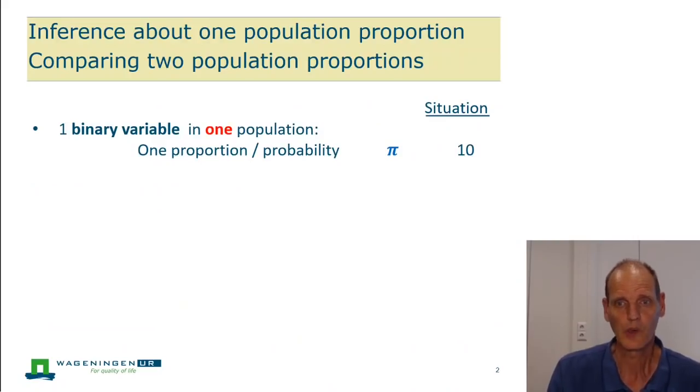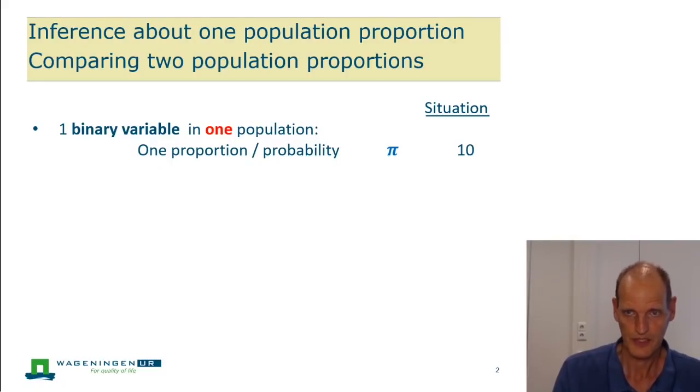The lecture will be divided into two parts. The first is on the case of one proportion. On page 7 of the study guide, it is indicated as situation 10. We will see how to derive a confidence interval for that one population proportion based on the sample proportion, and how to do a test about it. The binomial test is an exact test. The confidence interval will be approximate.